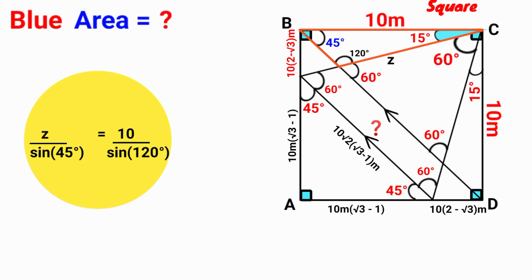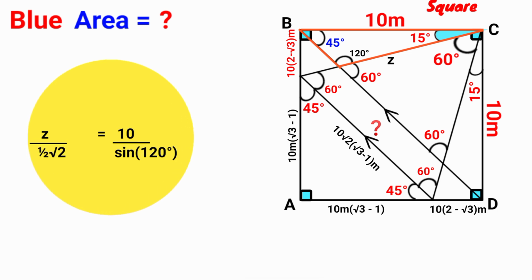Sine 45 degrees is root 2 over 2, which is 1 over 2 root 2. And sine 120 degrees is sine 60 degrees, which is root 3 over 2. And root 3 over 2 is 1 over 2 root 3. So Z over 1 over 2 root 2 equal to 10 over 1 over 2 root 3.